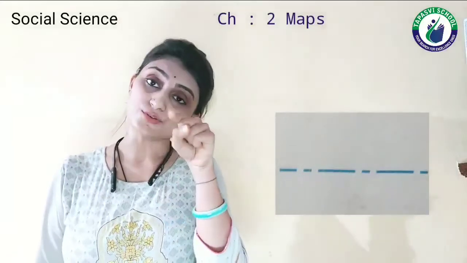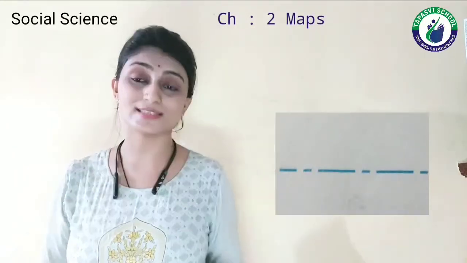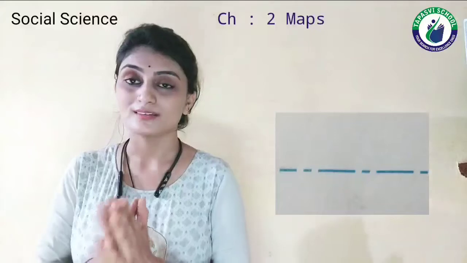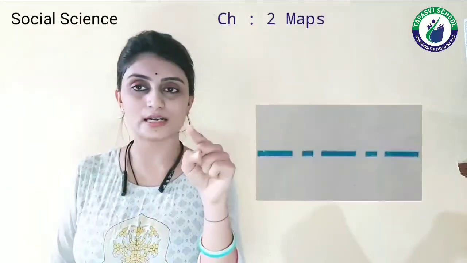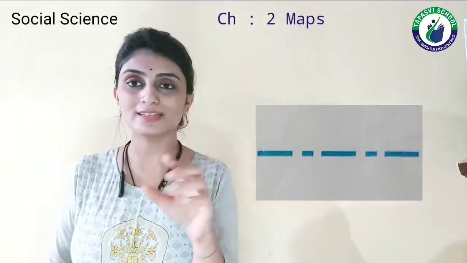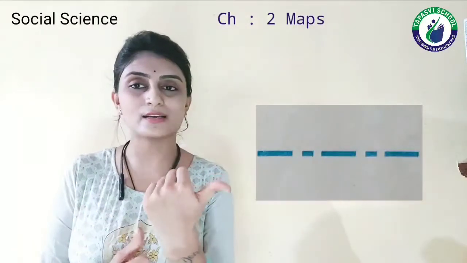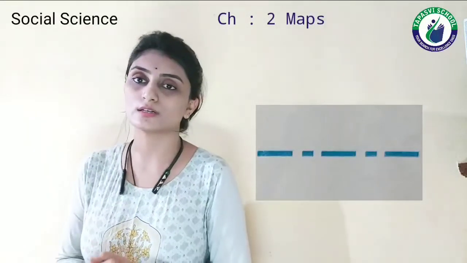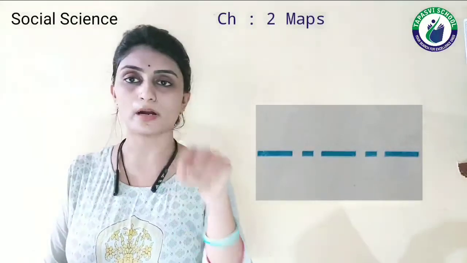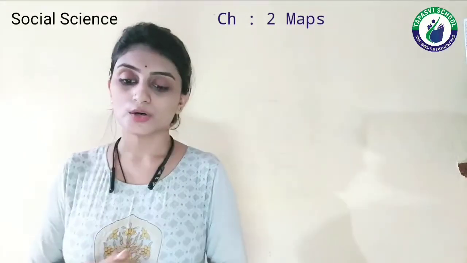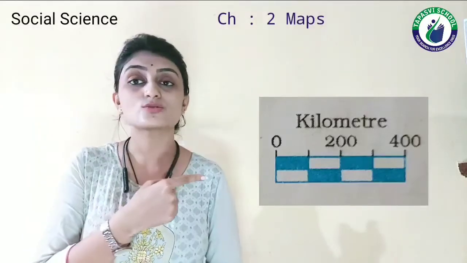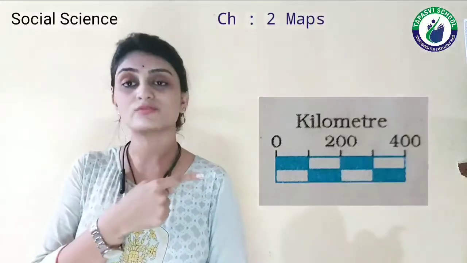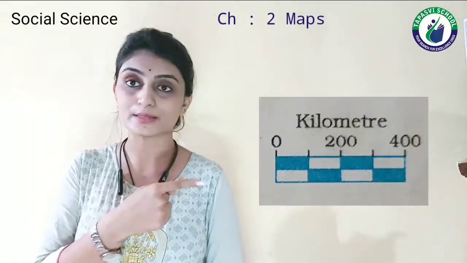Now dash-dot-dash-dot is the state border. The same dash-dot-dash-dot pattern, but this conventional sign is a little bold, indicates the border of the country. Next, these conventional signs show the scale.